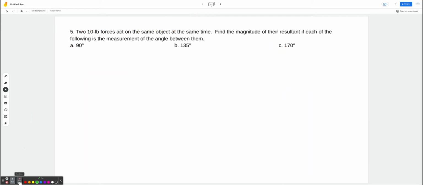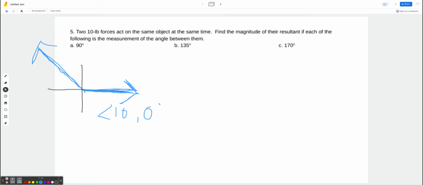The second one, now they're at an angle where the first one, I always put the first one right along the origin because it's an easy one to come up with. And the second one is there. So once again, this one is 10 comma 0. And this one is, well, 10 cosine 135, 10 sine of 135.